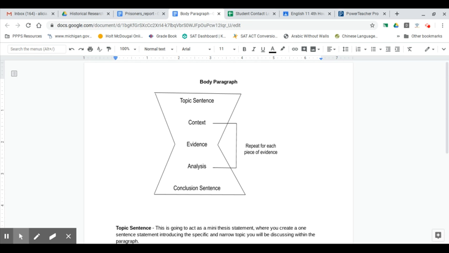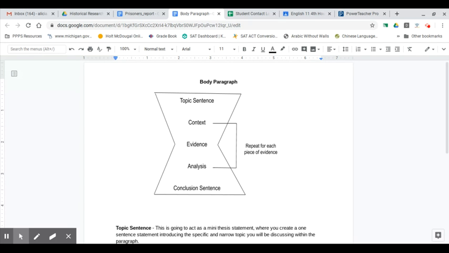So to start out, and you've seen this hourglass shape before, this idea of going from very broad ideas like your topic sentence, what is this paragraph going to be about, narrowing down to each piece of evidence, which is the most specific thing that you can share within a paragraph, and coming back out into your conclusion for that paragraph. So there are five pieces in theory to a body paragraph, though the center of it can repeat as many times as necessary for as many pieces of evidence that you have, and I'll talk about that a little bit more. But to start, you need a topic sentence.